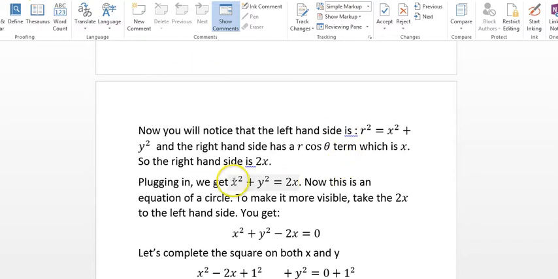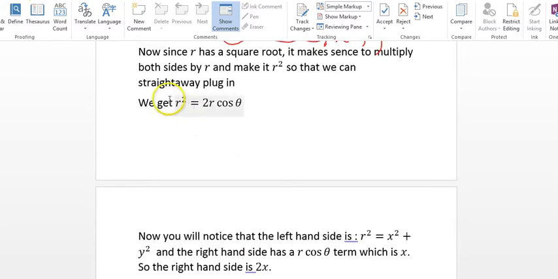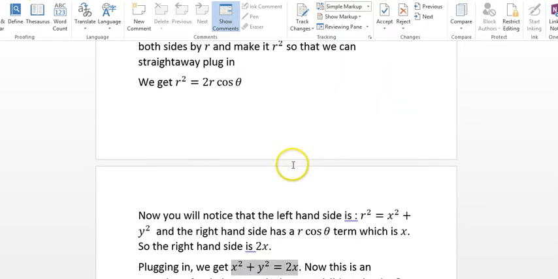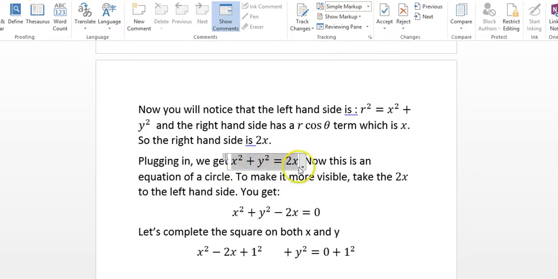So what do we have? We have an equation x squared plus y squared is equal to 2 times x. Here 2 r cosine theta is 2x, since r cosine theta is equal to x. So x squared plus y squared is equal to 2x. Now this is actually a circle. Now how did I know that this is a circle?